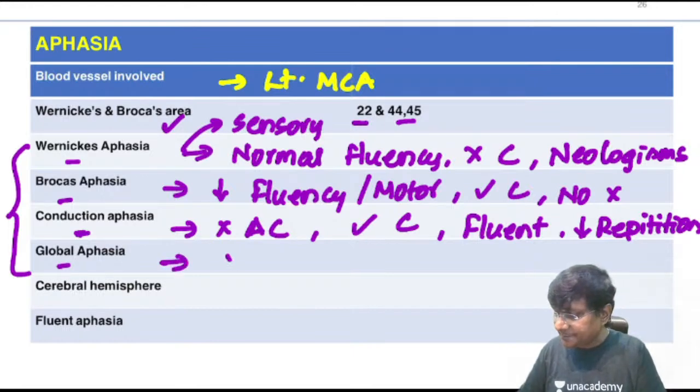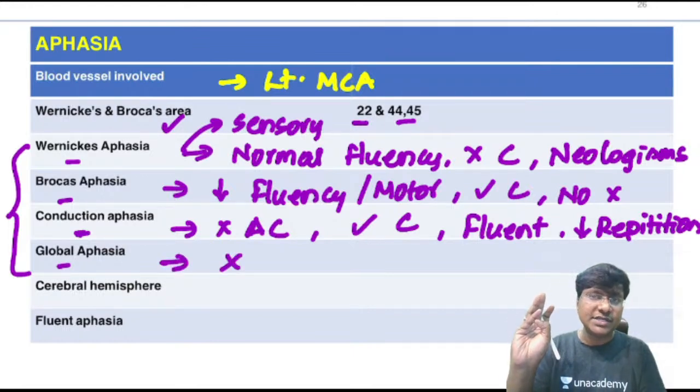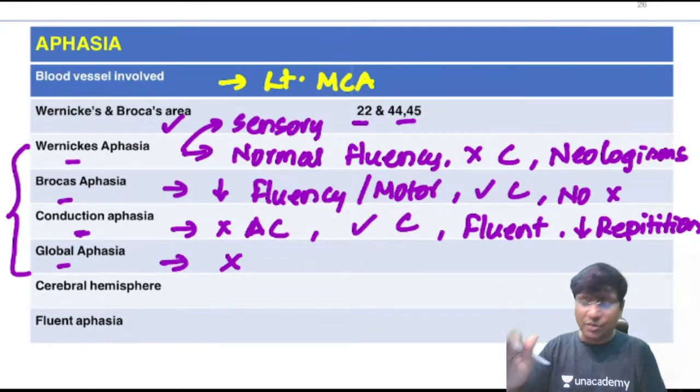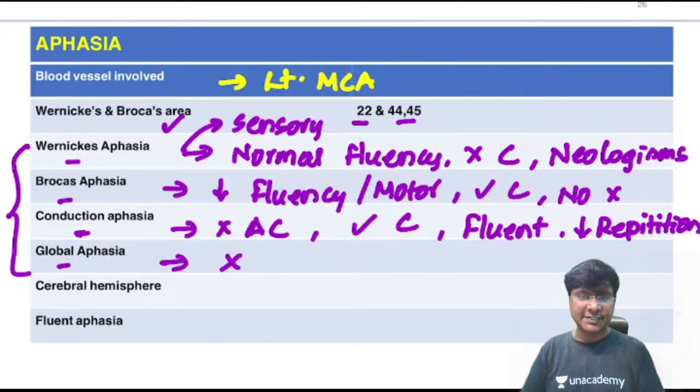What is global aphasia? Everything is lost. Comprehension is lost. Repetition is lost. Fluency is also lost. Everything is lost in case of global aphasia, right?